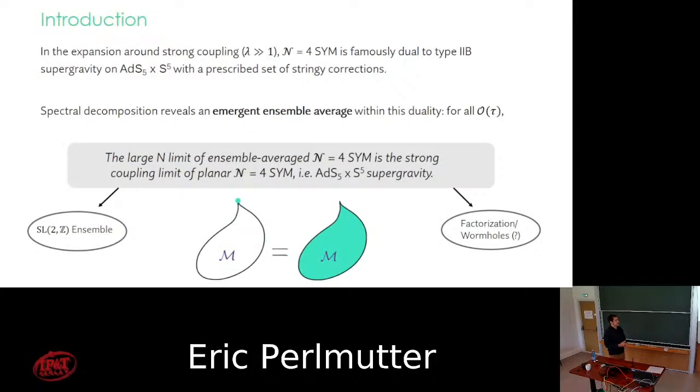Okay, so to make a statement about the supergravity limit, and then we'll transition to the bulk of the talk, and the main introduction will be over. In the expansion around strong 't Hooft coupling, which again I will define more precisely later, the N equals 4 theory is famously dual to type IIB supergravity with a prescribed set of stringy corrections. And the spectral decomposition approach reveals that there's an emergent ensemble average in the context of this duality. That can be stated as follows. The large N limit of the ensemble averaged theory is the strong coupling planar theory, that is to say, the supergravity limit. I'll define what it means to take an ensemble average shortly, and especially toward the latter half of the talk, we'll substantiate this equivalence and explain how to think about this picture, which on the right is supposed to be an average over the conformal manifold, and on the left is supposed to be the strongly coupled point. But this is just a hint of what's to come in a short snippet.